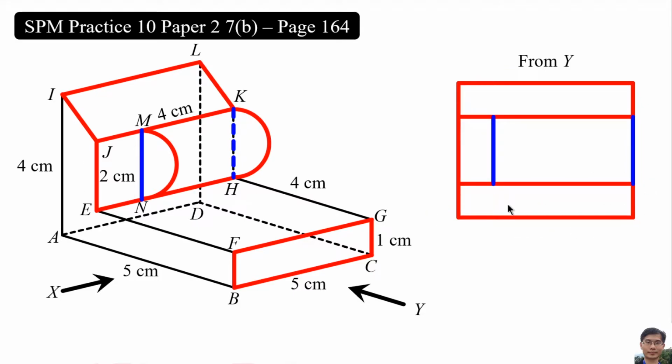The length of this horizontal line is 5 cm. And the length of this vertical line is 1 cm. The length of this horizontal line is 4 cm. The length of this vertical line is 2 cm.